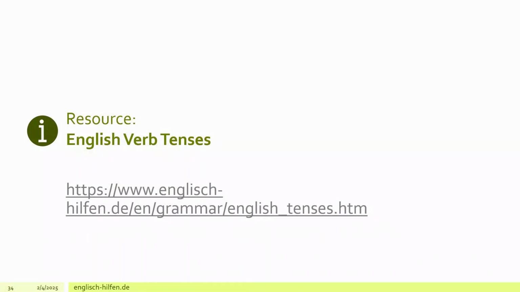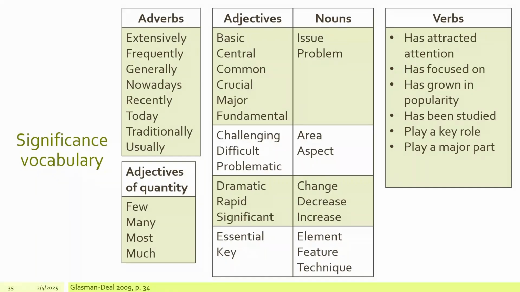For more on English verb tenses, you can visit the link given below. Here are some words that may be useful when establishing significance. Adverbs that describe adjectives or actions or establish time, like frequently. Adjectives that show how much, like many. Adjective-noun pairs that describe the magnitude of the problem, like fundamental issue or dramatic increase. These are not the only words that can be used, and they don't have to be used in the order presented, like with the adjective-noun pairs. These are only suggestions for a starting place. That goes for all the vocabulary we'll cover today. You can consult Glassman-Deal's book, Science Research Writing for Non-Native Speakers of English, for longer vocabulary lists and much more insight.